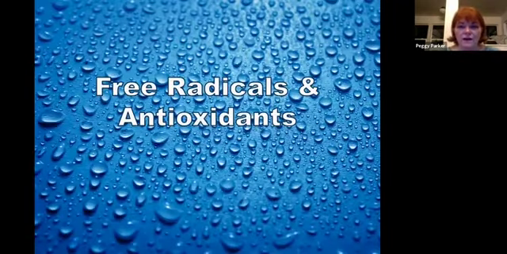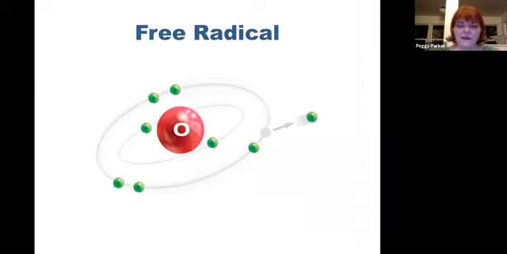So let's talk about free radicals and antioxidants. Here is a free radical oxygen. Something happened and it knocked an electron out of orbit, so now it's missing an electron. Nature does not like unpaired electrons. It makes that atom very unstable, and so it's always going to be searching for an electron to replace the one it lost. It's going to look for an electron and steal it any place it can.